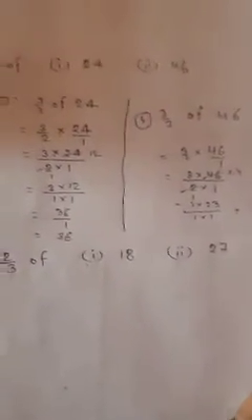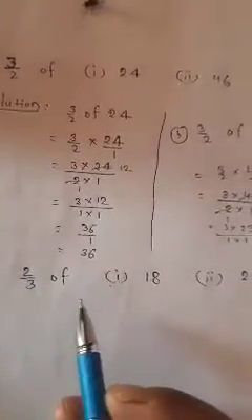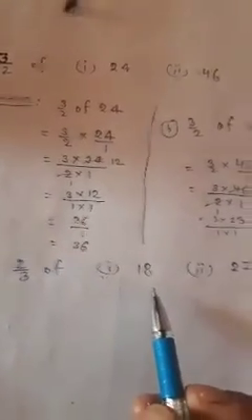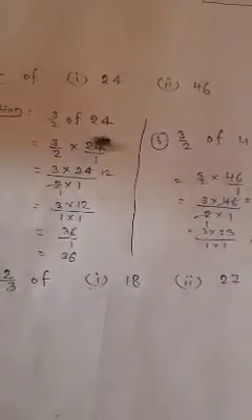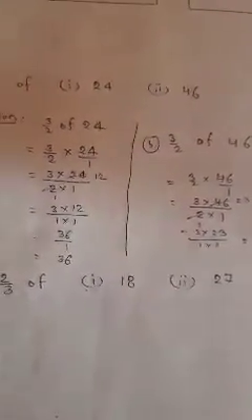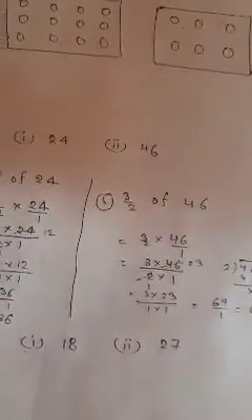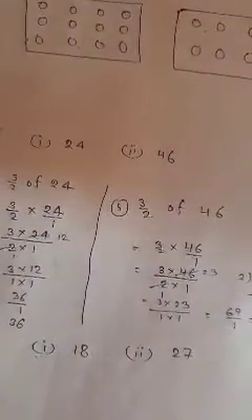Now similarly student, you can solve these questions yourself: 2 upon 3 of 18 and 2 upon 3 of 27. So solve these questions yourself student, and practice more and more, and do the homework also.